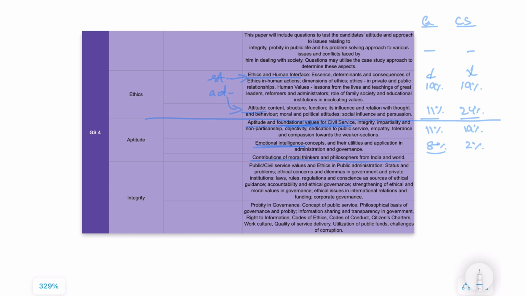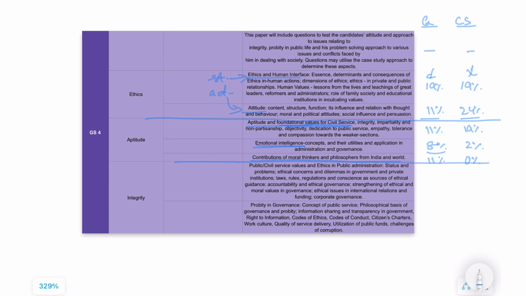Now guess how much is the case study here? This I'll tell you, 11% is asked as theoretical questions. We're talking about philosophy here. It is theory. By definition, philosophy is theory. There is no case study section for this.